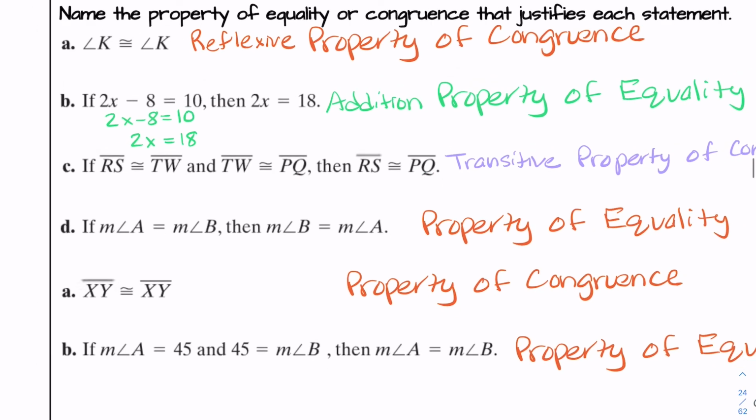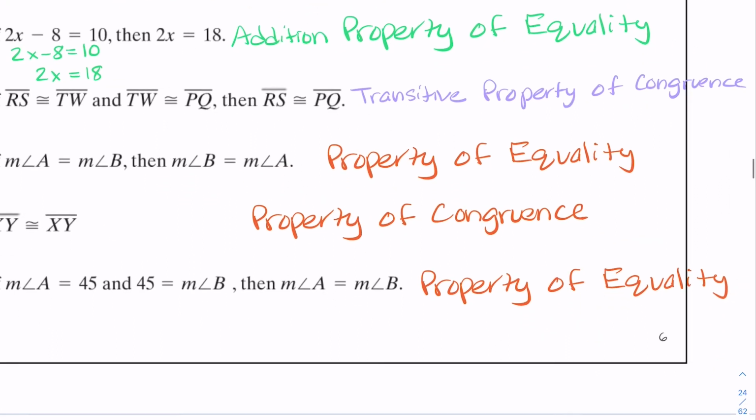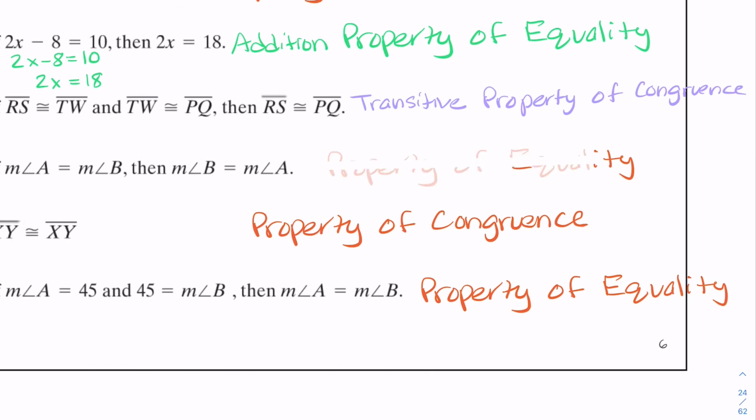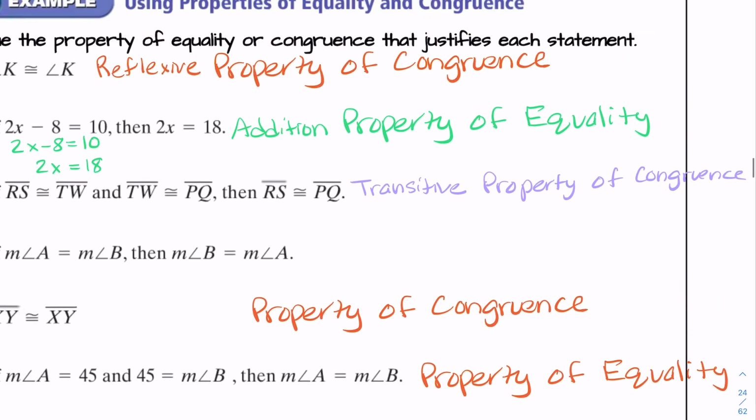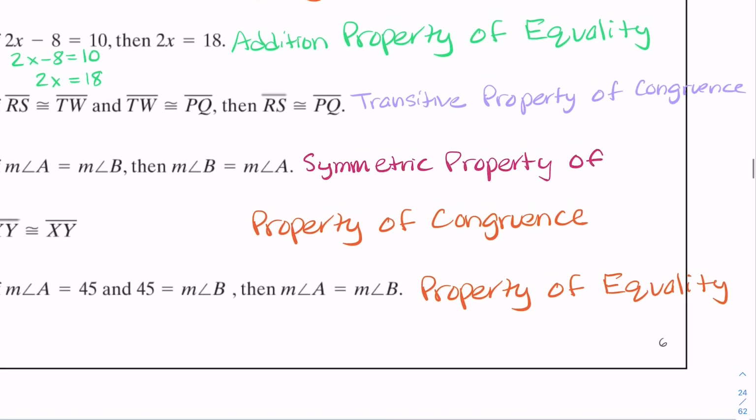All right. Now this one is like a mirror image, right? First you have A on this side and B on this side. Then it switches where B is on this side and A is on this side. So that is the symmetric. I'm going to do the symmetric property of equality.